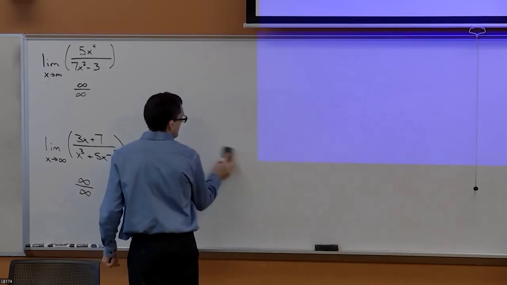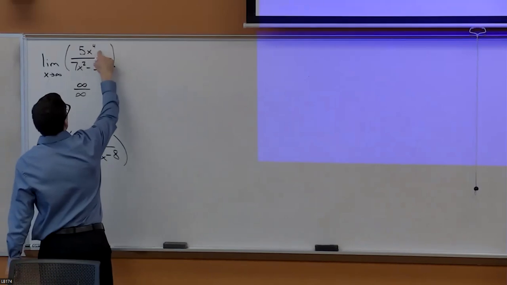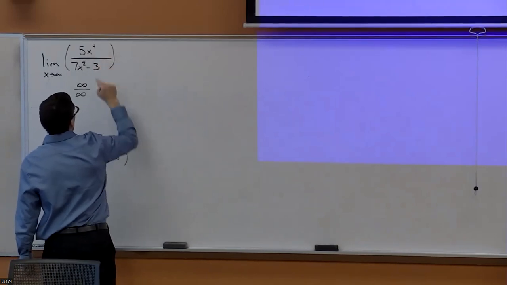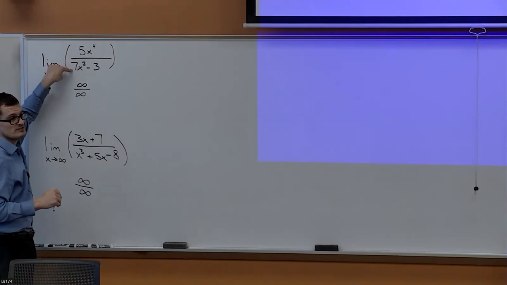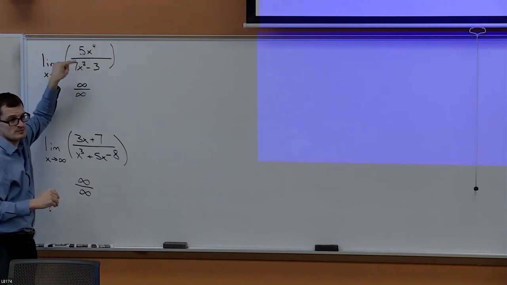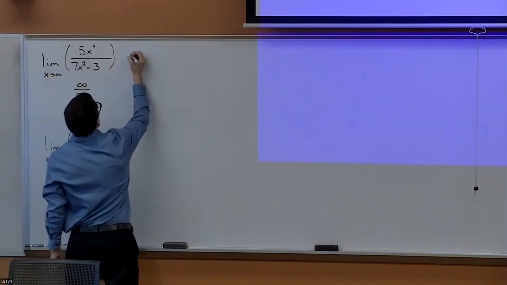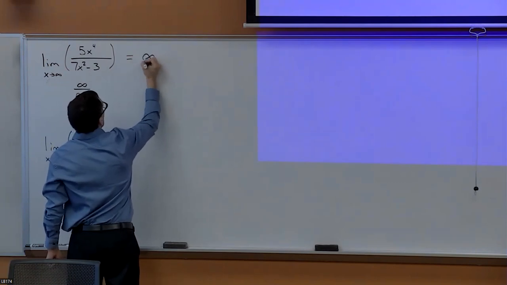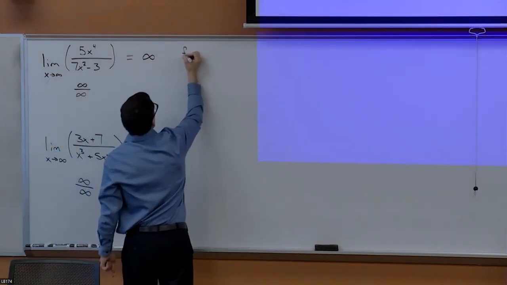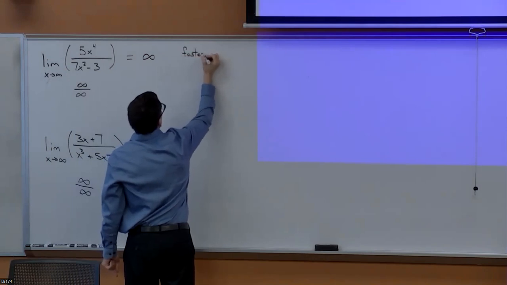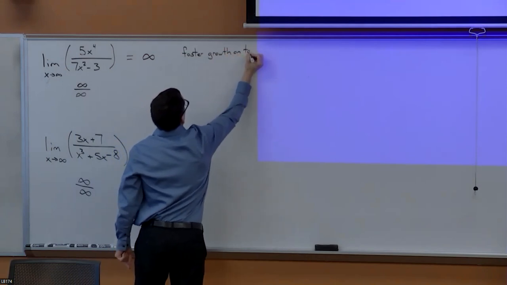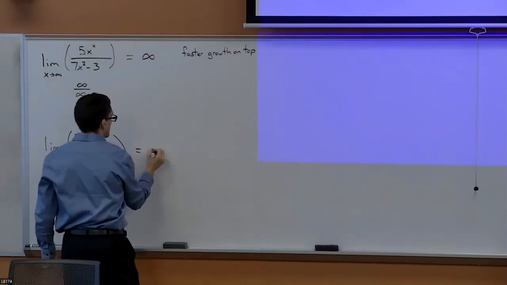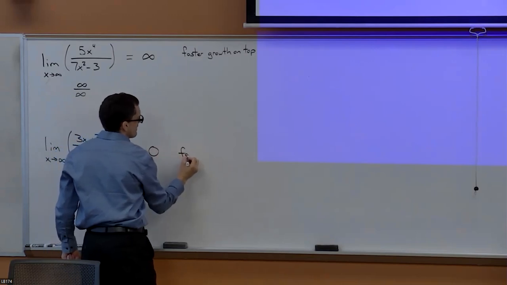So in these, the faster growth. Now, when I say faster growth, I mean faster order of growth. I'm ignoring the coefficients, and I'm just saying which one has the higher exponents. The higher exponents are going to determine that. So this one is going to be infinity because we have the faster growth on top. And this one is going to be 0 because we have the faster growth on the bottom.